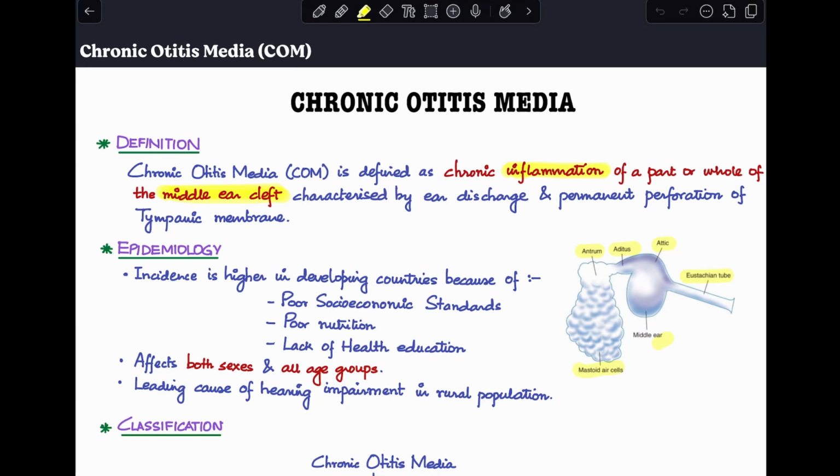Now, coming to epidemiology, chronic otitis media has a very high incidence in developing countries, and there are three reasons behind this. One is a poor socioeconomic standard in the developing countries, poor nutrition, and lack of health education in the people. So, these are the reasons why the incidence is higher in developing countries than in developed countries. And it seems that chronic otitis media is actually a leading cause of hearing impairment in the rural population. And this disease affects both the sexes and all the age groups.